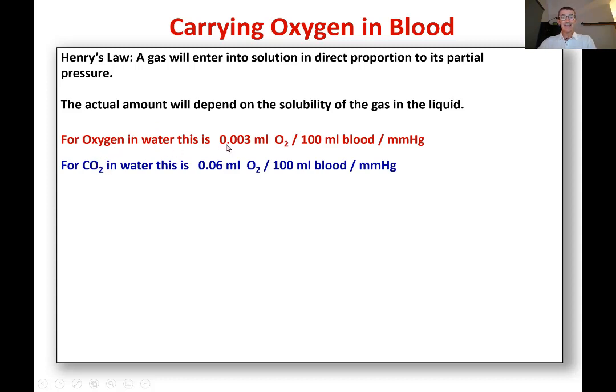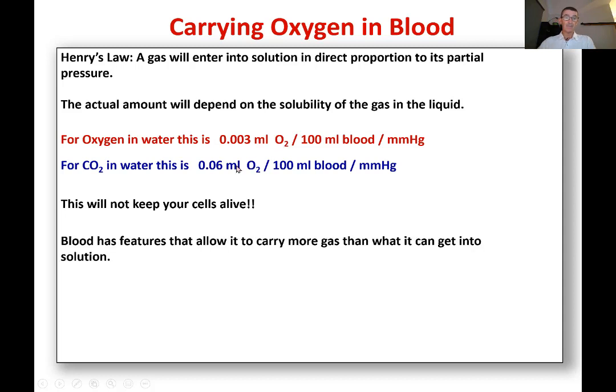For oxygen, you can fit 0.003 mL of oxygen into 100 mL of blood for each millimeter of mercury increase in oxygen partial pressure. Quite a bit more of CO2, because CO2 is a more soluble gas. Neither of those solubilities are sufficient to keep your cells alive. So if you were pumping water through your circulatory system, it would carry trivially small amounts of oxygen and carbon dioxide, and you wouldn't live. Luckily, blood, well, not luckily at all, I'm sure it's carefully designed, has features that allow it to carry much more gas than what it could carry in solution alone.